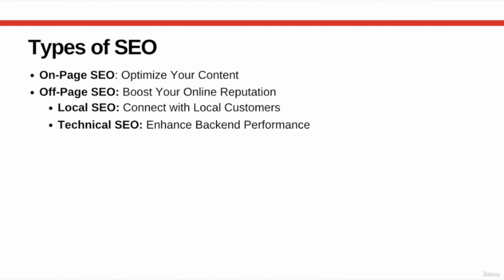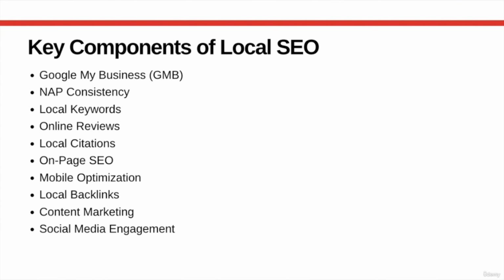To recap, local SEO, search engine optimization, is a strategy that helps your business become more visible in local search results on Google and other search engines. It's particularly important for businesses that operate in specific geographic areas and rely on local customers. The key components of local SEO are Google My Business (GMB), NAP consistency, local keywords, online reviews, local citations, on-page SEO, mobile optimization, local backlinks, content marketing, and social media engagement.